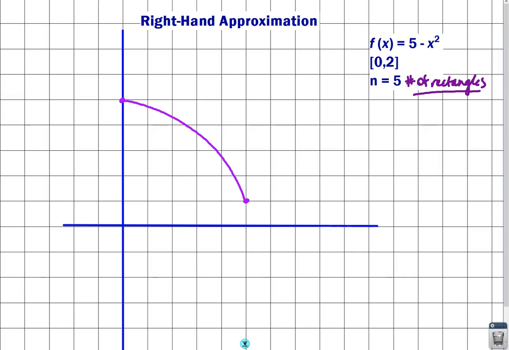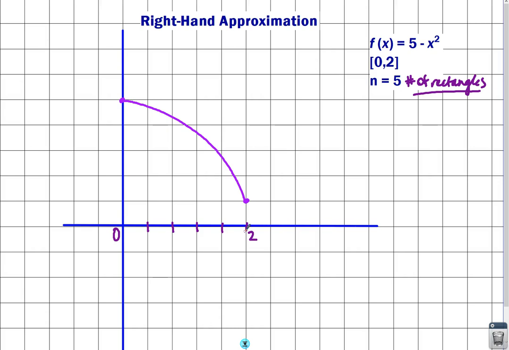So to do that, let's go ahead and look at where these rectangles go. So I'm going from 0 to 2. And I intentionally drew this on my grid paper so that it takes 5 squares to get to 2. So you might want to check that on your own. That's fine. Okay. But I know I'm going to draw 5 rectangles from 0 to 2. So that means I know what the width of each rectangle is going to be. What is the width of each rectangle? How do we figure that out?